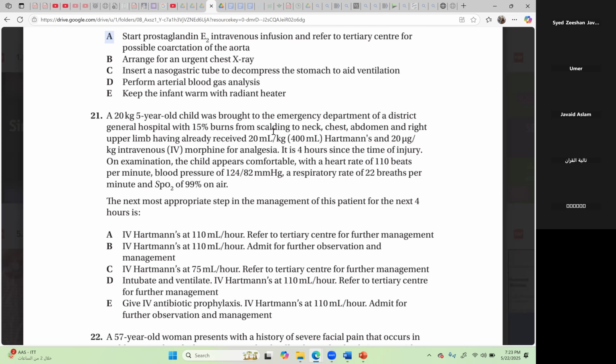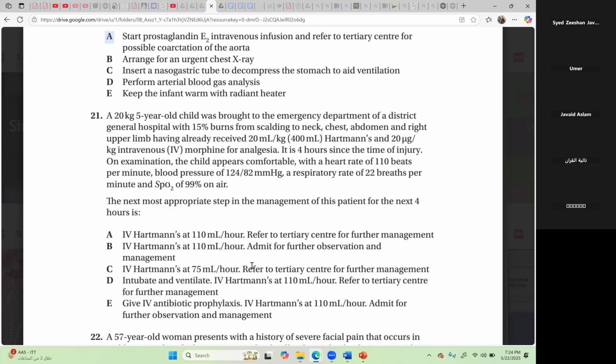So it is scalding to neck, chest, abdomen, and right upper limb. So what is the significance of this? I think this question is on the basis of referral to the tertiary care burn unit, you can say. So what is the problem in chest and neck burn?